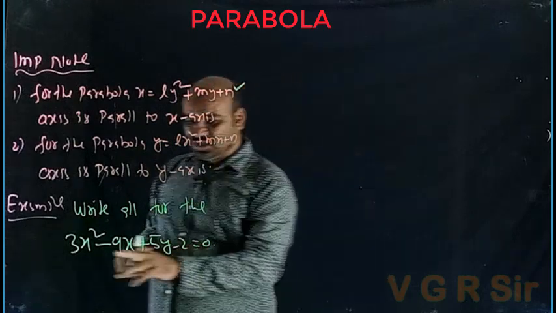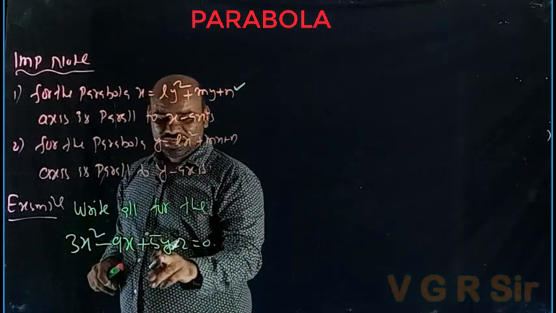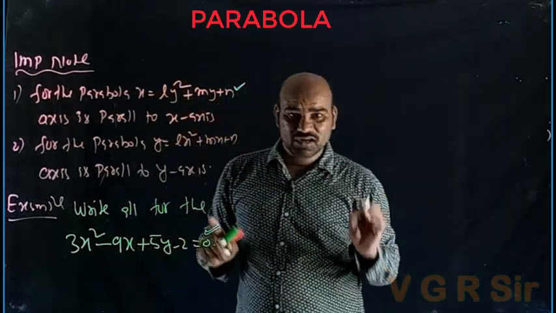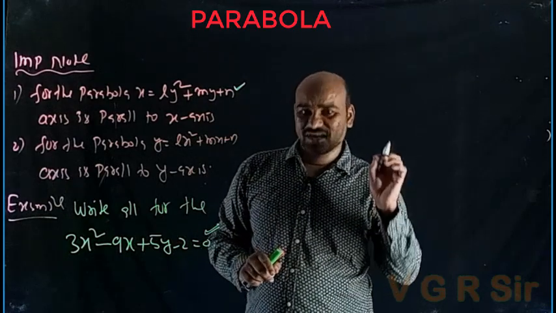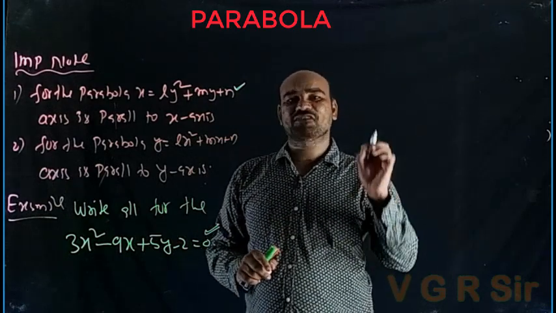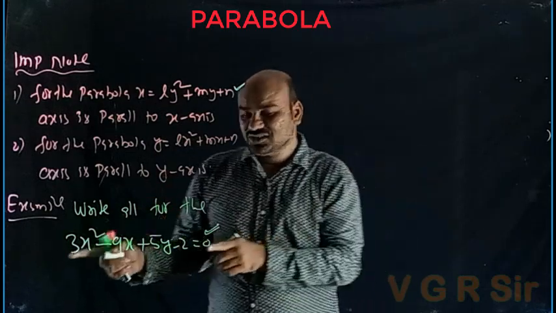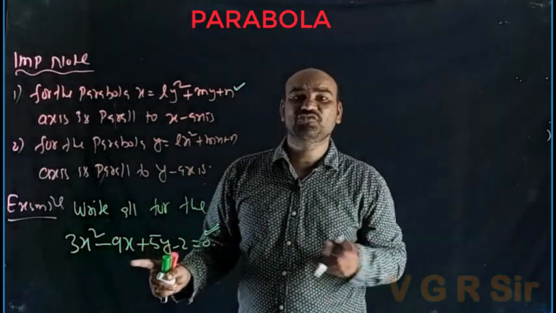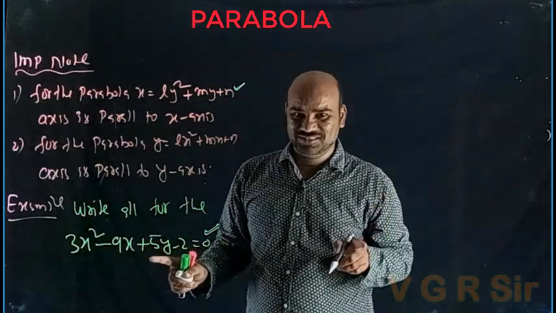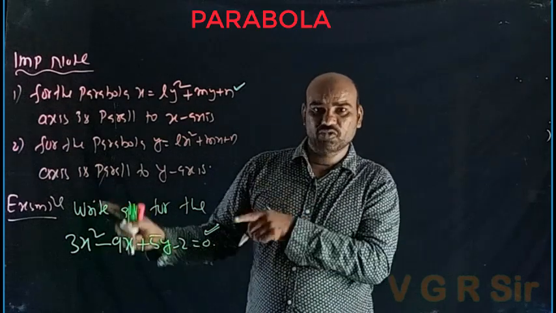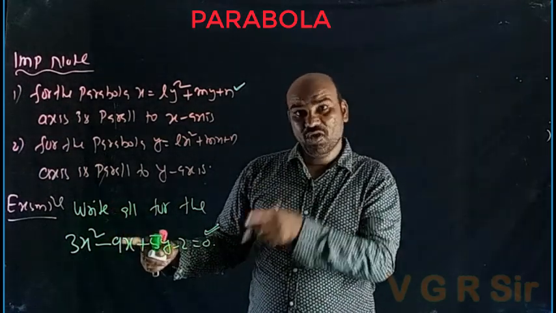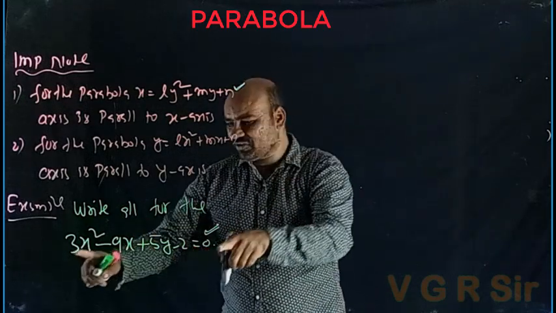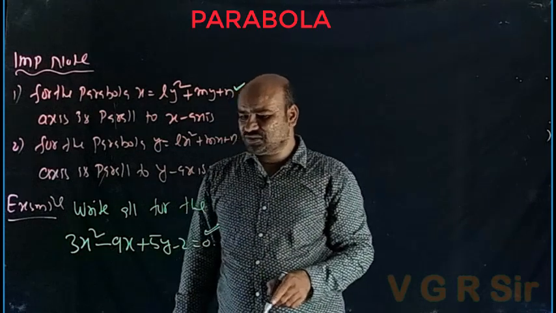Okay, see here, 3x square minus 9x plus 5y minus 2 equal 0. For this parabola, we want to write the focus, the directrix, the equation of the latus rectum, the length of the latus rectum, everything. But this is not in standard form. First of all, you want to identify this is the shifted case. Standard form means those 4, not directly in that form. Among those only, its vertex is shifted to some point, then its transformed equation is this: 3x square minus 9x plus 5y minus 2 equal 0.